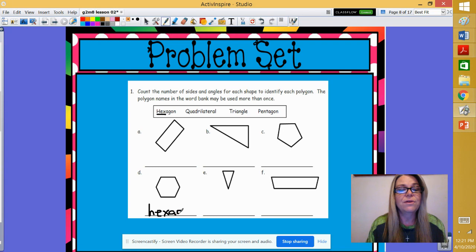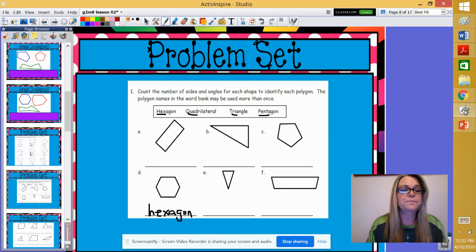It is really hard to write with this pen. All right, so that's how you're going to do that to identify each shape. You got to remember what those prefixes mean. Hex means 6. Quad means 4. Tri means 3. And penta means 5. So those are the number of sides and angles.